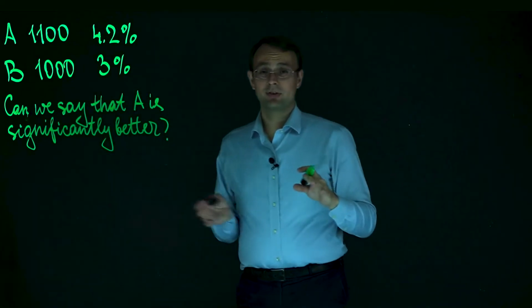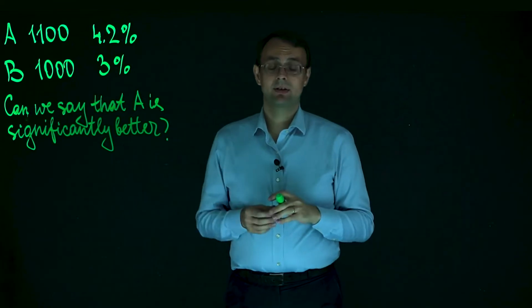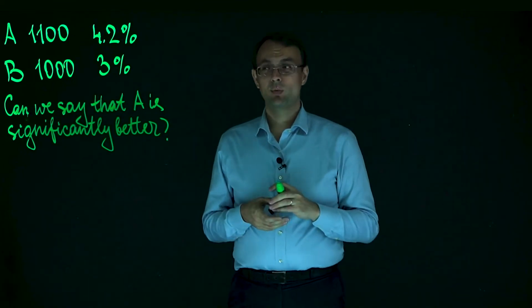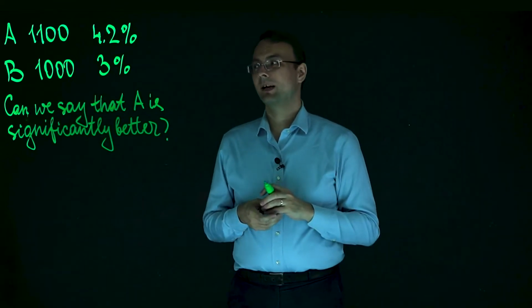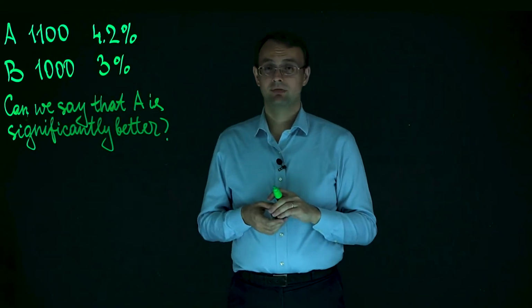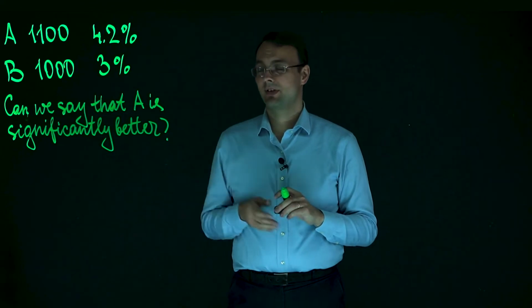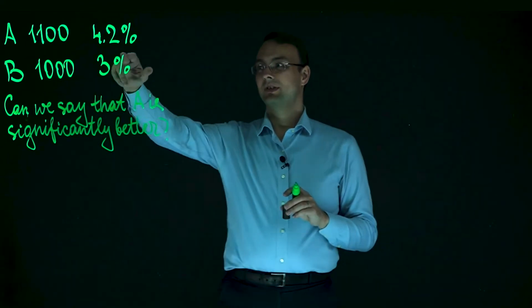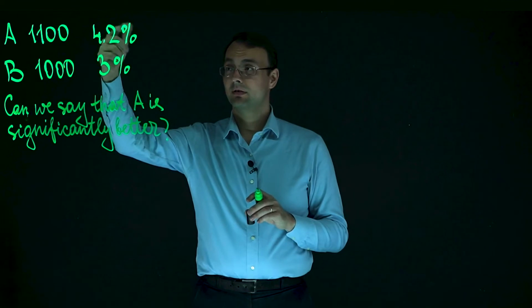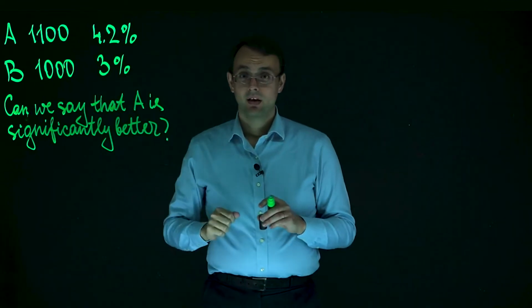So I told you that usually the B version is the new one and A is the old one, but it's just a matter of terminology. So here they think that A is better than B, as we see that this purchase conversion is higher.